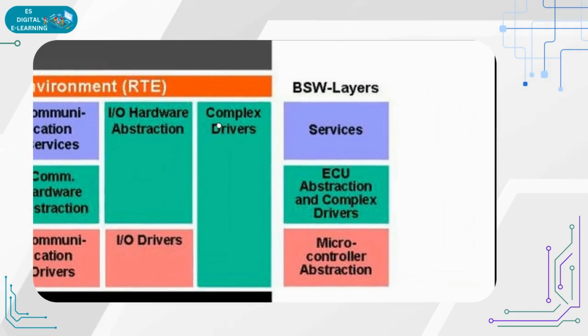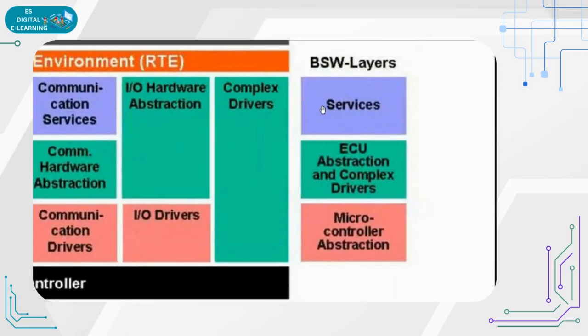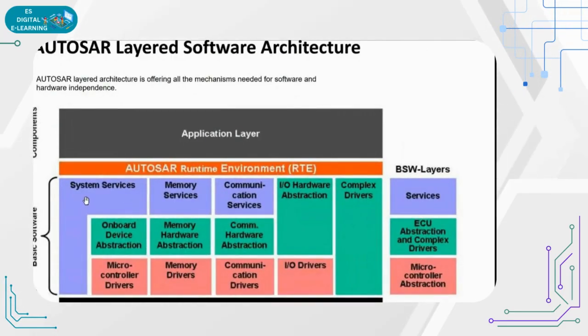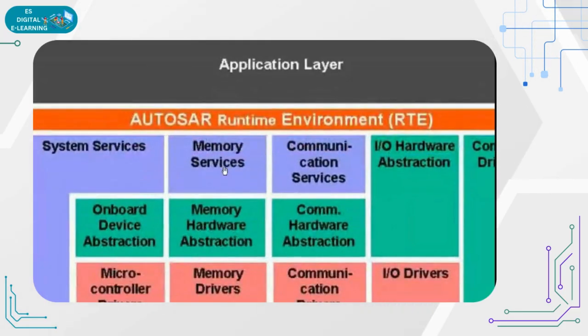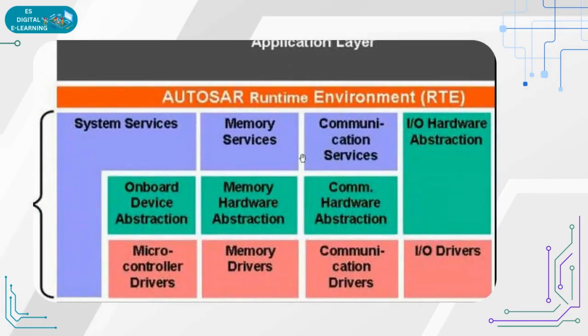What is the base software? It contains the services, the ECU abstraction, the drivers and the microcontroller abstraction. Whatever the blue one, you can see the color blue, it is the system services, memory services and communication services. Diagnostics and CAN, LIN all come under the communication services. Memory services, like EEPROM memory data, are a part of the memory services. And system services are specifically the diagnostics.